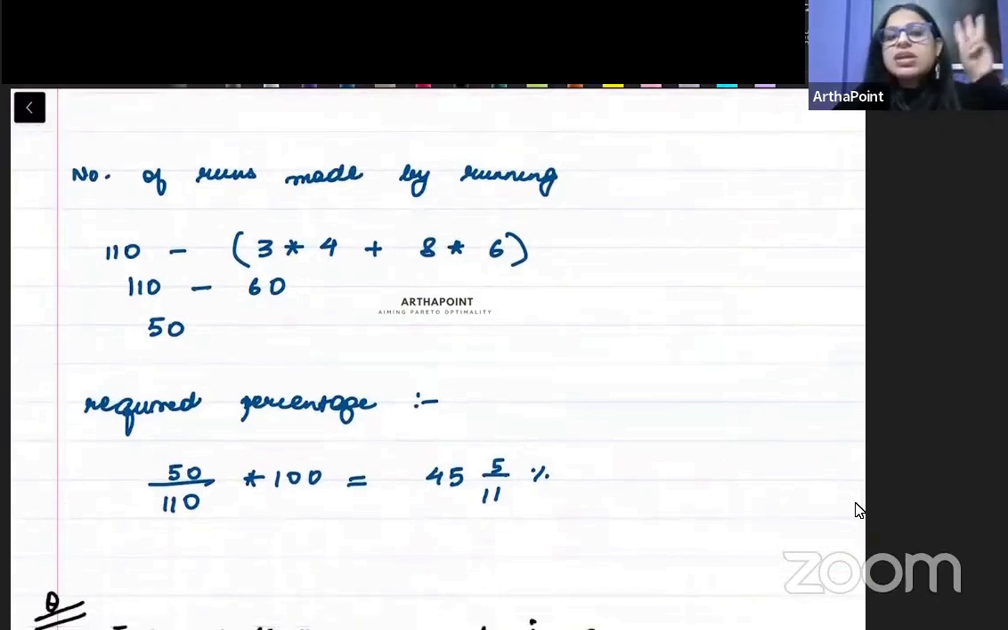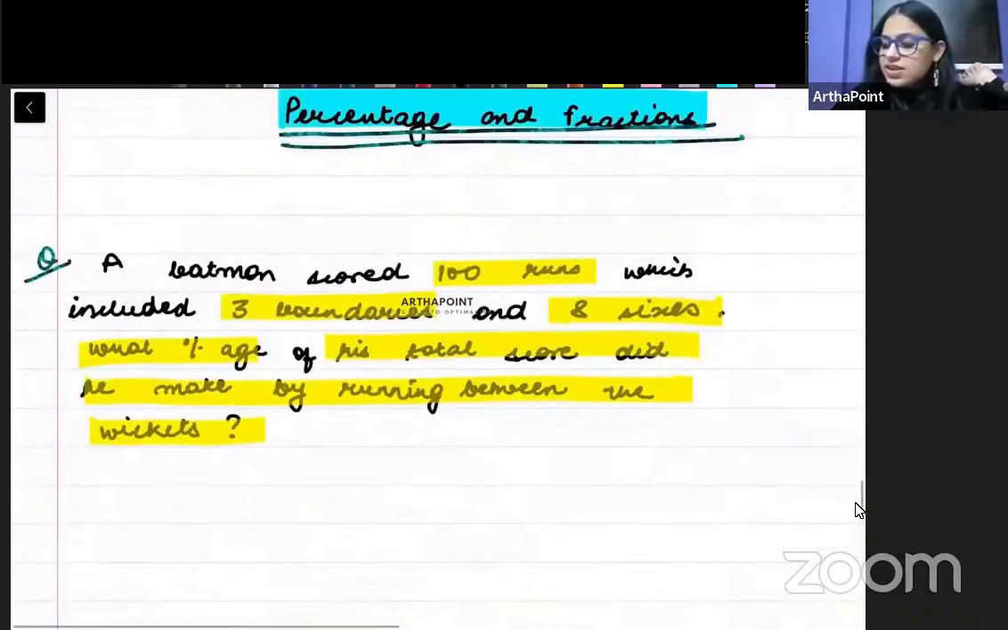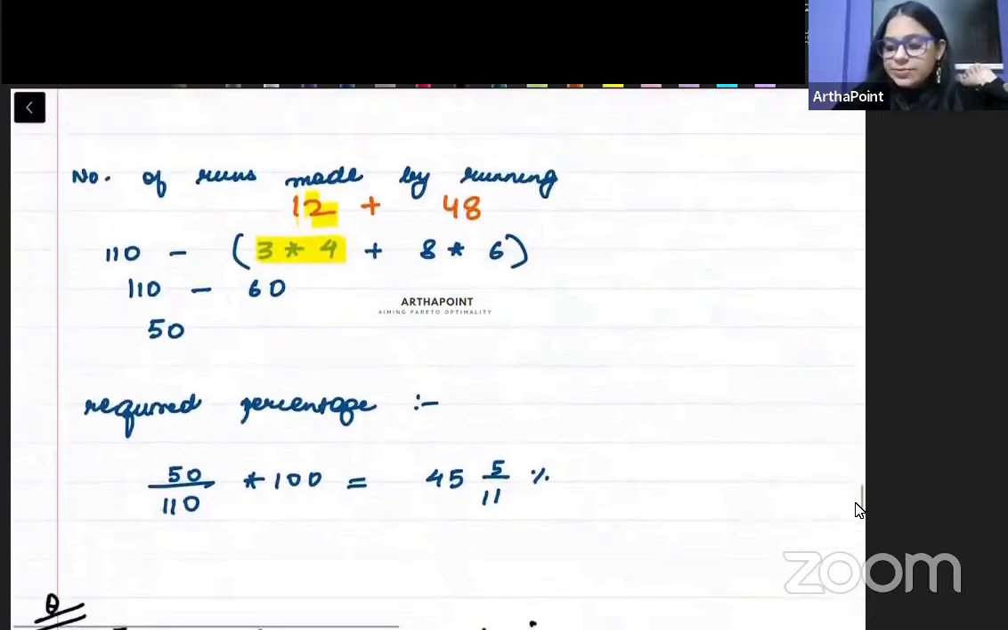He is making 3 fours and 8 sixes. So 3 fours means 3 into 4, 12 runs he has made out of those fours. And he has made 8 sixes. So 8 sixes means he has made 48 runs out of those. So total runs he has made is, suppose this is 110. Total run he has made is 110.